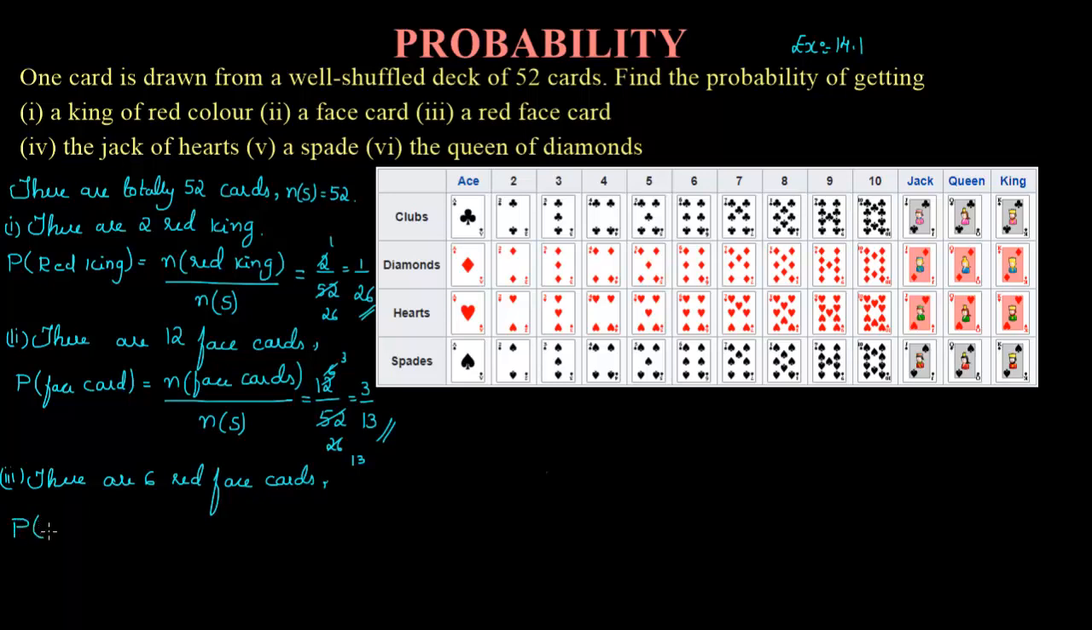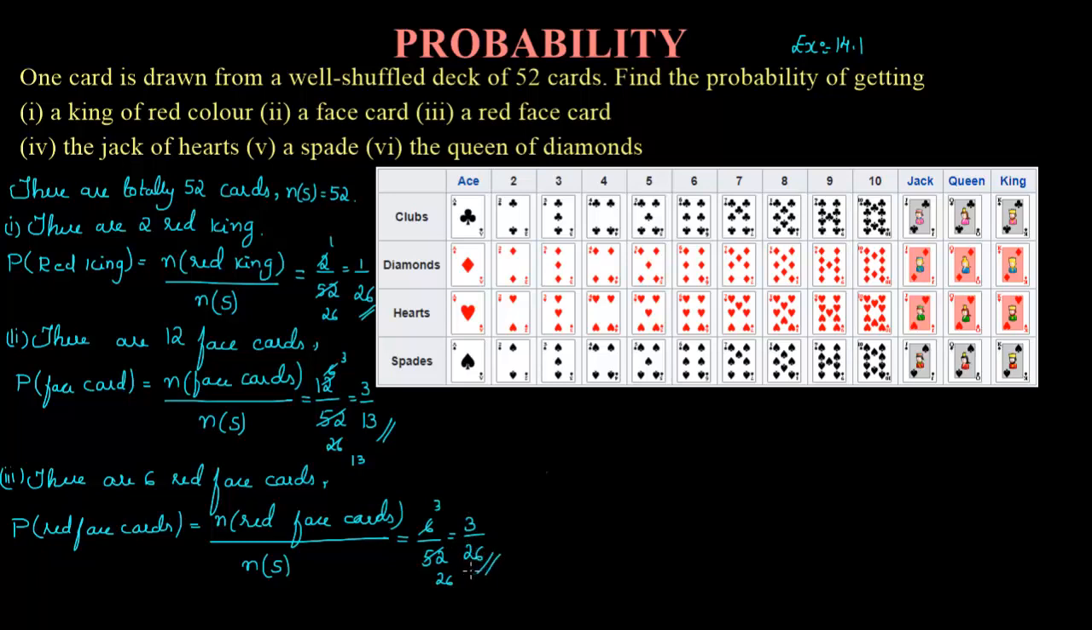Now we will find the probability of red face cards, which is equal to the total number of red face cards divided by the total number of cards, n of s, right? Then how much do you have? Total number of red face cards is 6 divided by 52. So 2 3s are 6, 2 26s are 52, right? So 3 by 26. So this is the probability of getting a red face card.